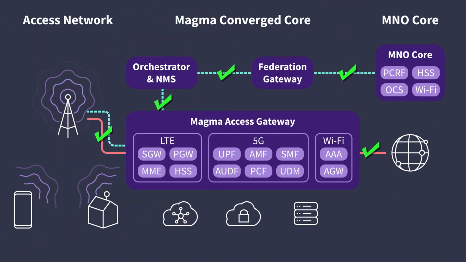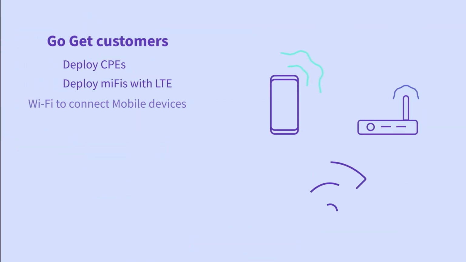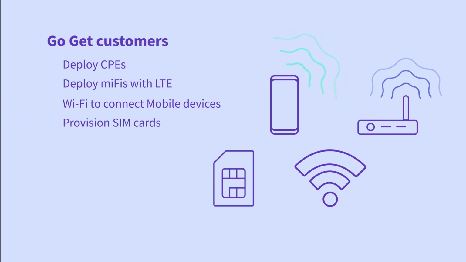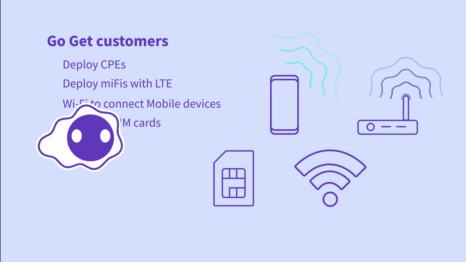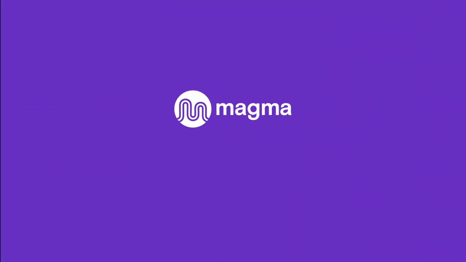With testing completed and your network up and running, go get some customers by deploying CPEs, MiFi's with LTE, Wi-Fi to connect mobile devices, and provision those SIM cards. Following these steps will help you successfully deploy Magma for FWA. For more information, go to magmacore.org.